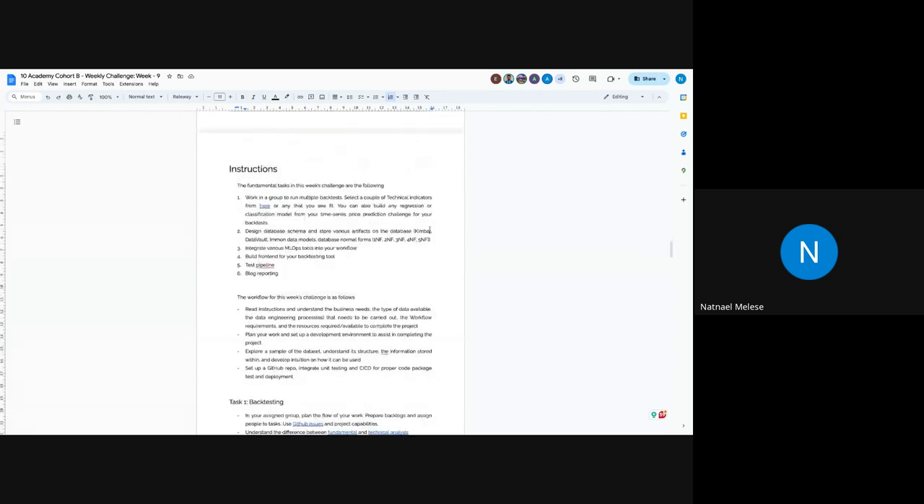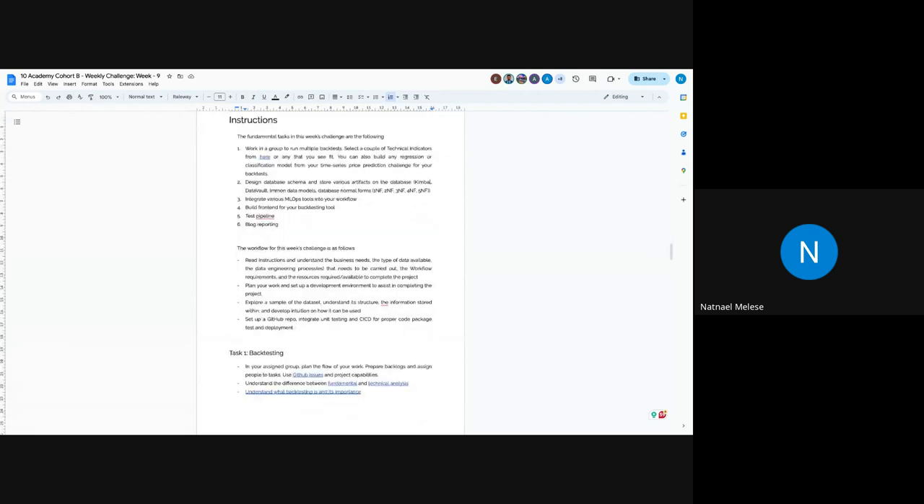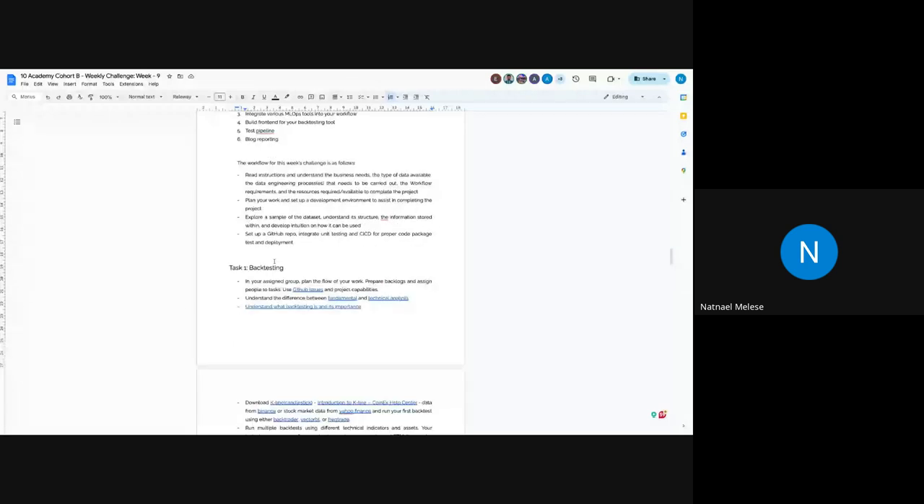And yeah, so now the fundamental tasks in this week's challenge would be, you will work in a group. So you'll design a database schema. You'll have a database to store various artifacts you get from the backtesting, and you will integrate various machine learning operation tools and build a front end for your backtest infrastructure, and you will have a test pipeline and you will report it on a blog as always. So the first task is backtesting.